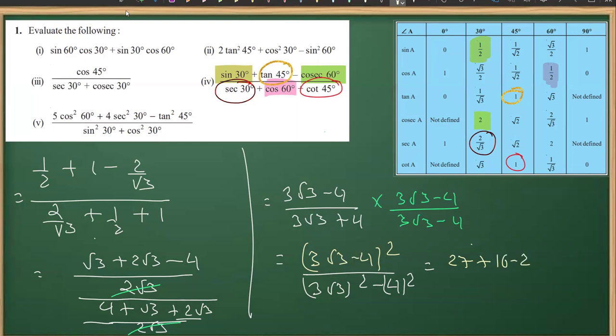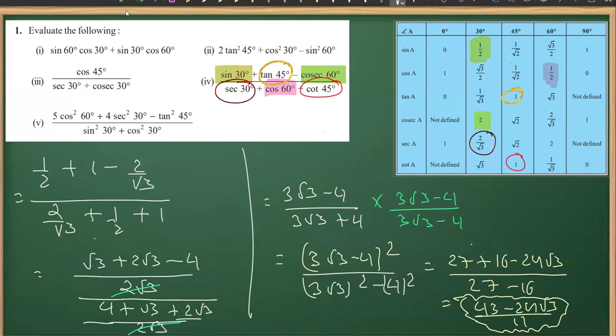Minus 2 into a into b. So 2 multiplied, first we multiply 2 with this, so that is 6. 6 into 4 is how much? 24. So it's 24 root 3. Below, the square of this, as it is, is 27, minus the square of 4, which is 16. So we have the sum of these two, which is 43 minus 24 root 3, over 27 minus 16, which is 11. So this we will say is the value after evaluating.